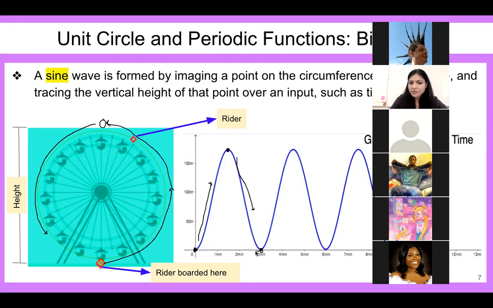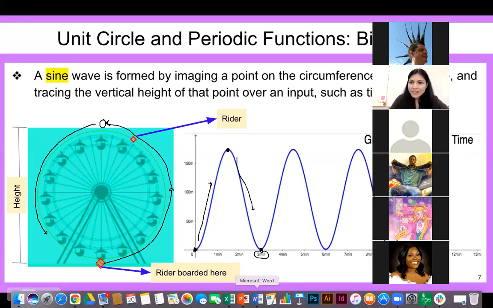On this particular Ferris wheel, it took 3 minutes for me to get on the ride, go around once, and come back to my initial starting position. Take a look at how this wave correlates to the graph now. What we're doing is mapping my height over time, or calculating the distance of that point over time. Sometimes it's not height, sometimes it's something else that we're measuring, but according to this image, it's height. So that is the actual connection.